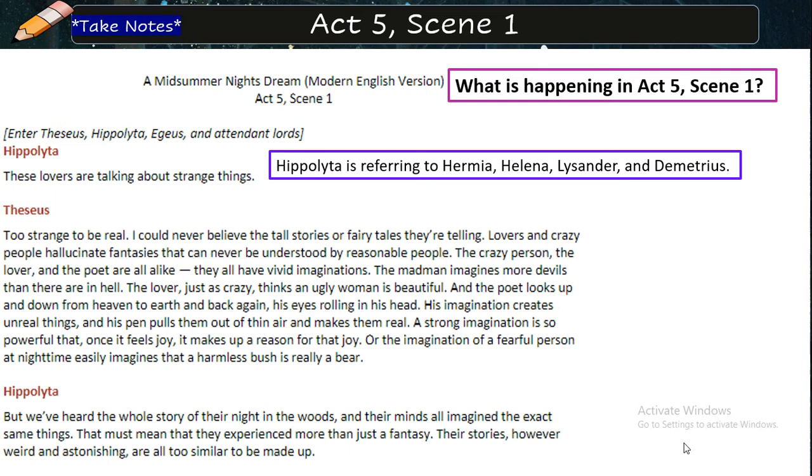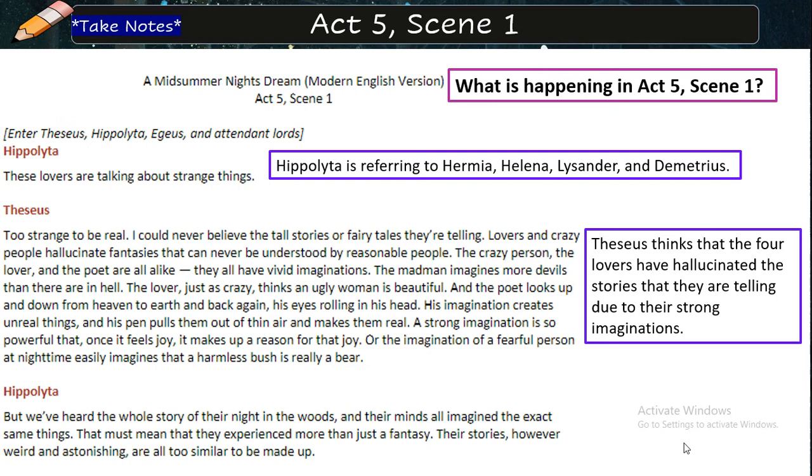Okay, and so what we can infer from this is that Theseus thinks that the 4 lovers have hallucinated the stories that they are telling due to their strong imaginations. So he doesn't believe it at all. He thinks that it's made up and that they have hallucinated it, and they are just young adults with vivid imaginations.